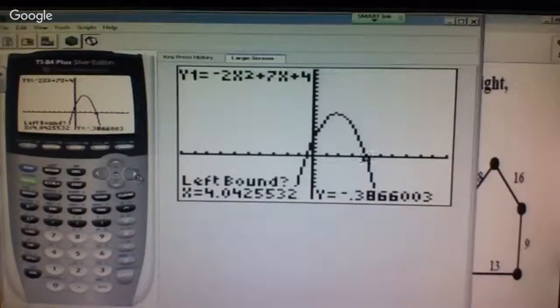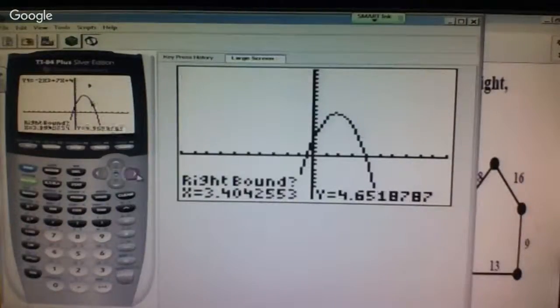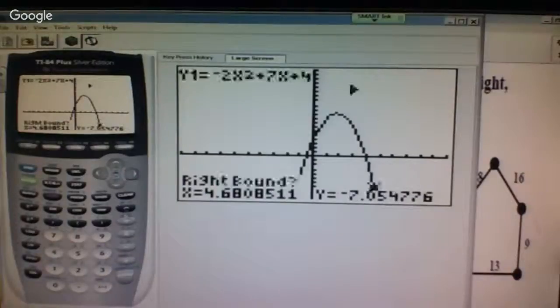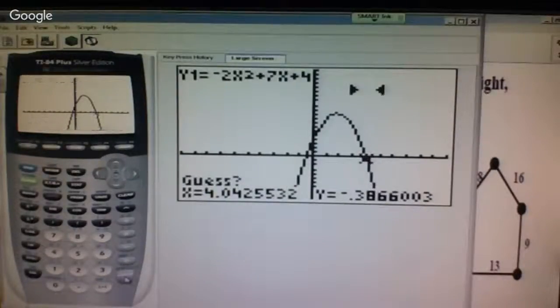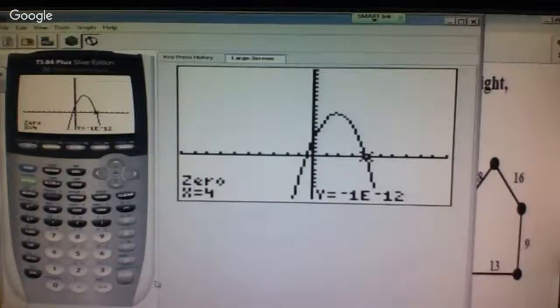As close to that 0 as possible. We want to go to the left, then we want to go to the right of it, and then we want to get as close as possible. Can't you just go to the table and go to where? Only if it's going to land in a whole number.